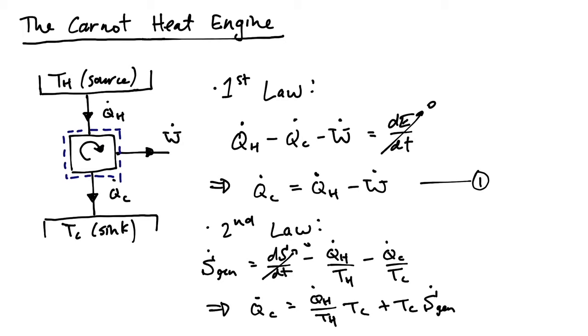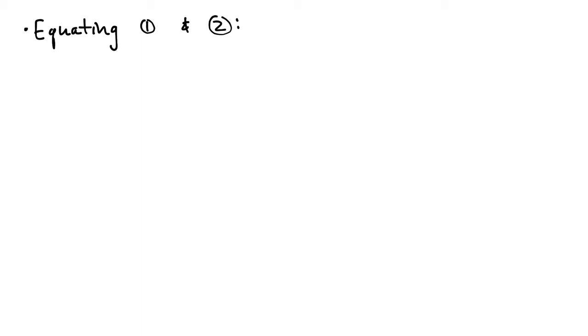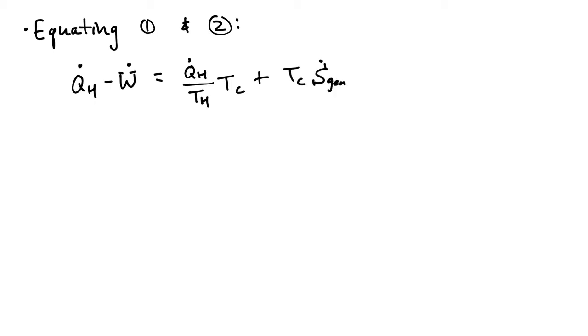We'll call this equation 2, and now we have two expressions for the heat that's going into the cold temperature sink, and we can set those two equal to one another to eliminate that. So if we take the right-hand side of equation 1, we've got our Q dot H minus W dot. That comes from the first law, and we'll set that equal to the expression that comes from the second law, so Q dot H over TH multiplied by TC plus TC times S gen dot, the rate of entropy generation.